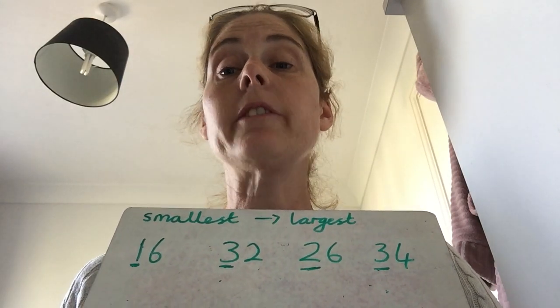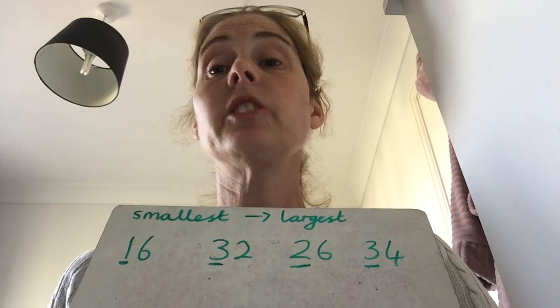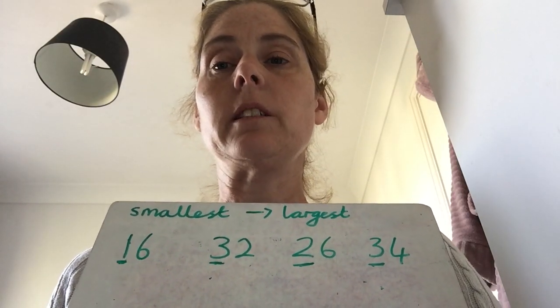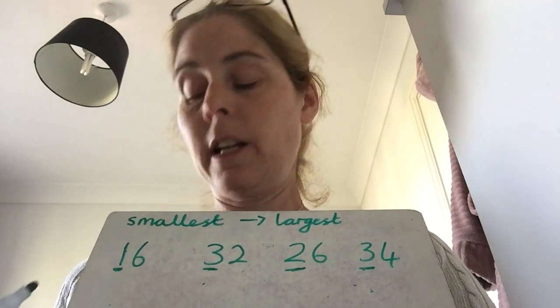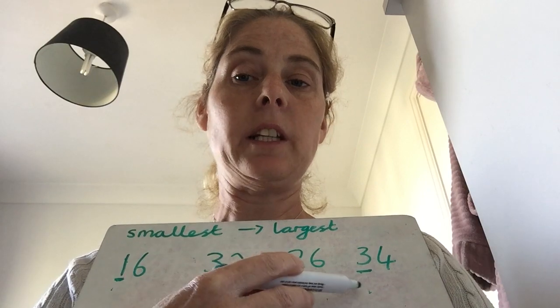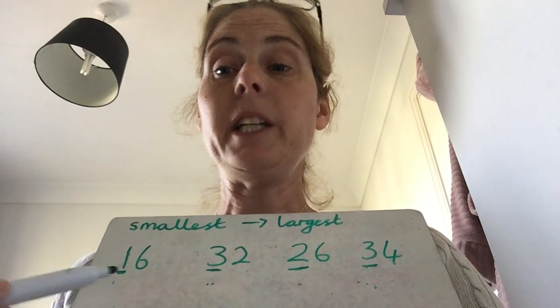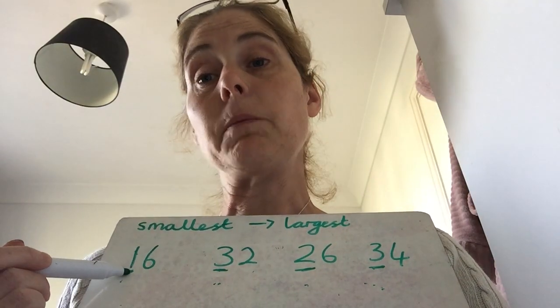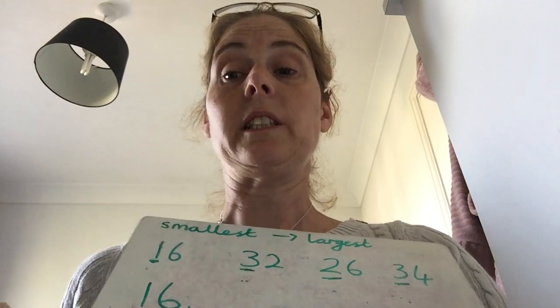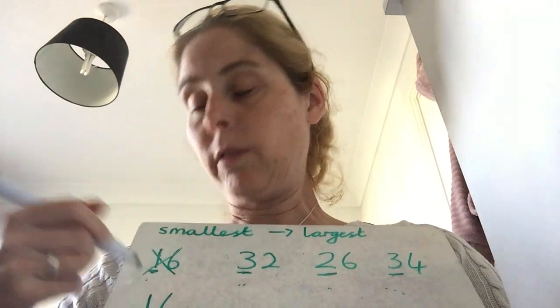So we're still going from the smallest to the largest, so we can straight away say which one is the smallest. Look at it carefully. 1 ten, 3 tens, 2 tens, 3 tens. So immediately we know this one's going to be first because it's only got 1 ten. So I'm going to write that one down because that is my smallest number, and then I can cross it off.